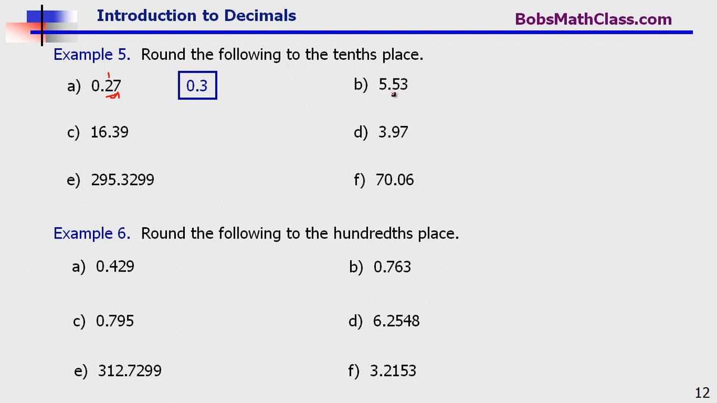Okay, so where's our tenths place here? 5. Look to the right. Try to make a little arrow to it. Are we going to add 1? No, because it's 4 or less. So what's our answer? 5.5, because we leave it the same.